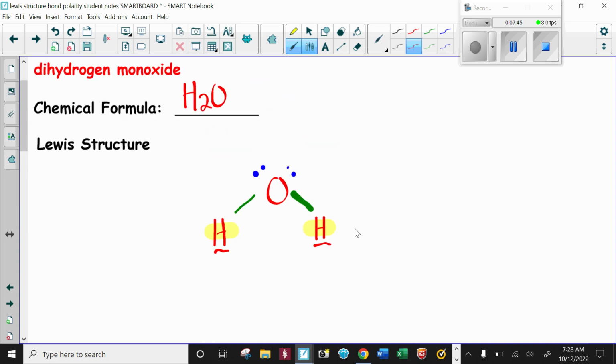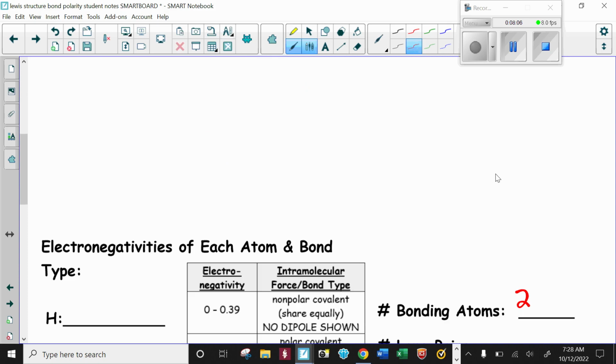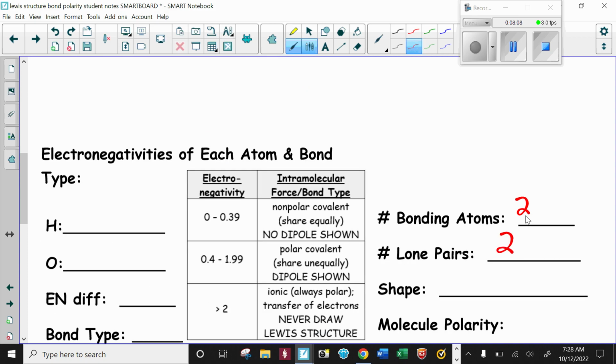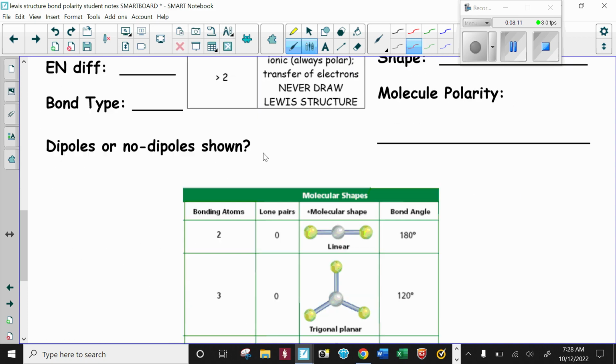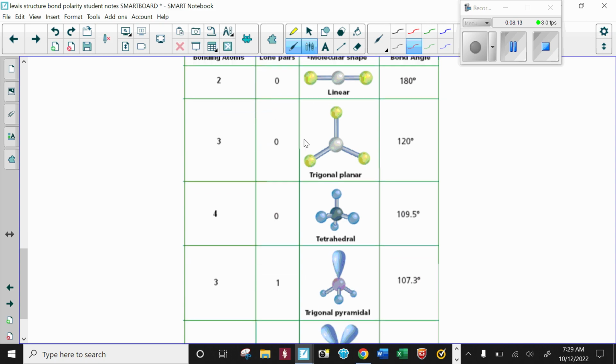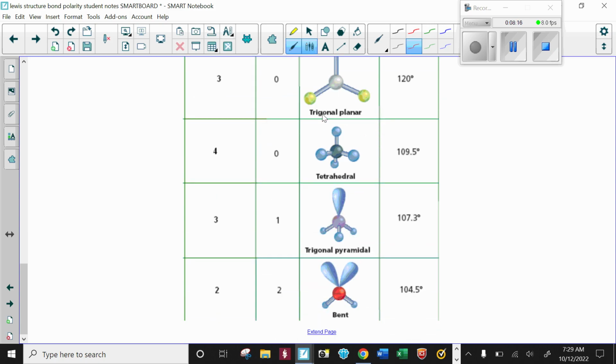Now we look for lone pairs. Lone pairs only matter on the central atom, and our central atom is this oxygen. And we see a lone pair here. We see a lone pair here. That means here we actually have 2 lone pairs. Okay, yes, we have 4 dots, but that's 2 pairs of electrons. So we have 2 lone pairs. So now we're looking in the chart for 2 bonding atoms, 2 lone pairs. Do you see anything that is 2 bonding atoms, 2 lone pairs? Yep, right here. That means our structure is bent.